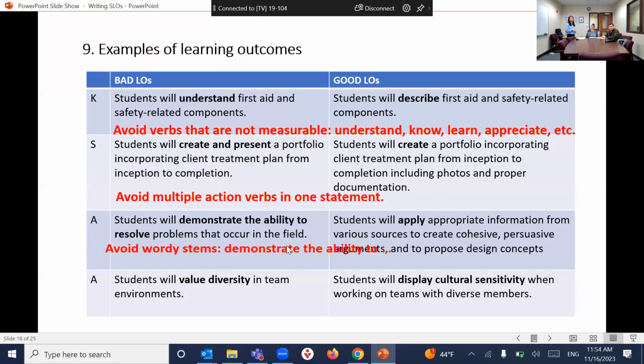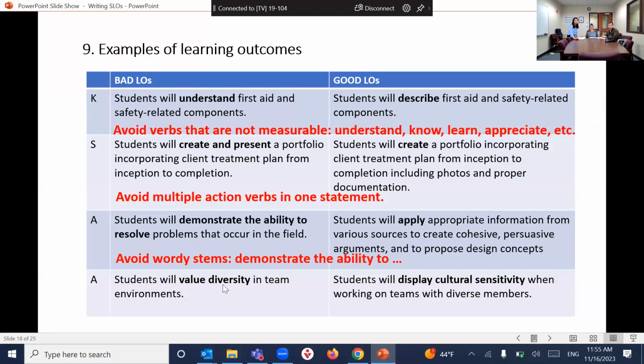So please avoid using wordy terms. And students will value diversity in team environments. This is quite general, abstract, as you can see, and we want to avoid that. So for example, how to revise it? Students will display cultural sensitivity when working on teams with diverse members. Displaying cultural sensitivity.